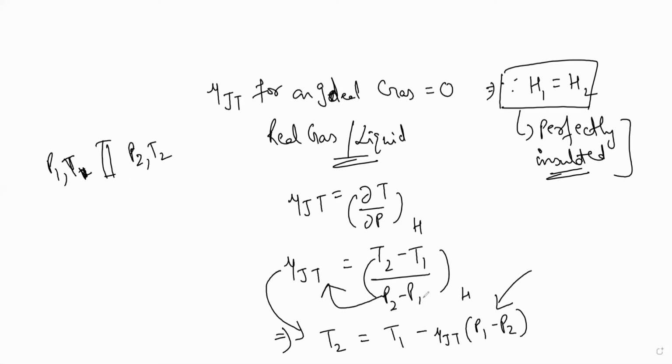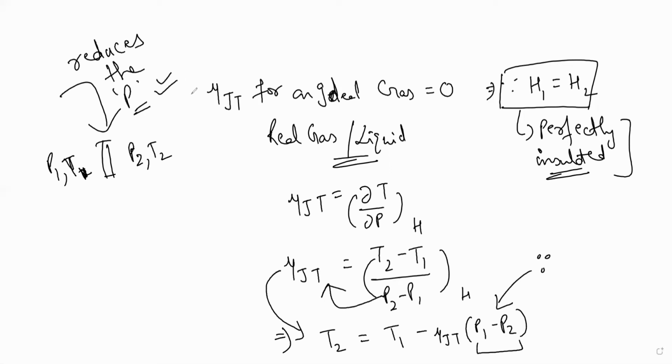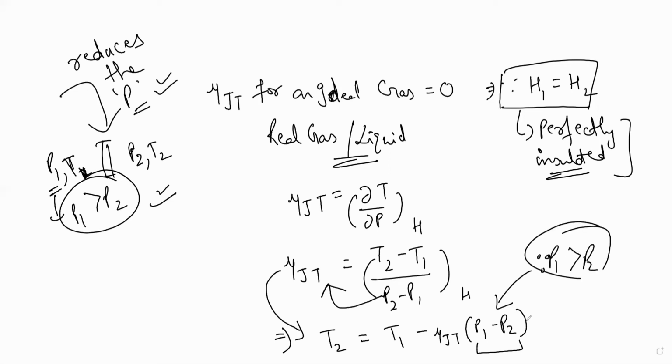But P2 minus P1 has changed to P1 minus P2. And we have taken the negative sign also outside, because a throttle has been used in between and it reduces the speed or the pressure or the thrust. Since it reduces the pressure, initially the pressure will be higher and afterwards it will be reduced. So P1 is greater than P2. That's why we have done this. And T2 becomes T1 minus mu Jt of P1 minus P2.